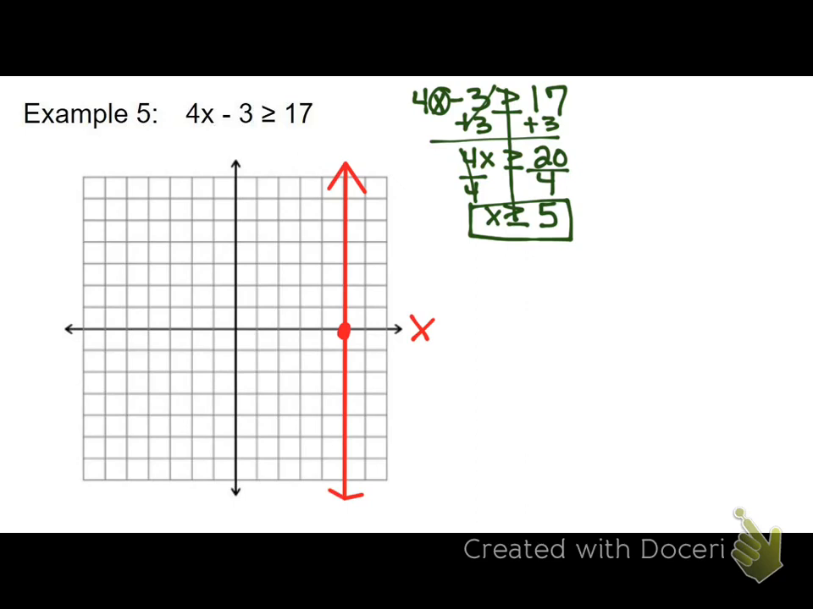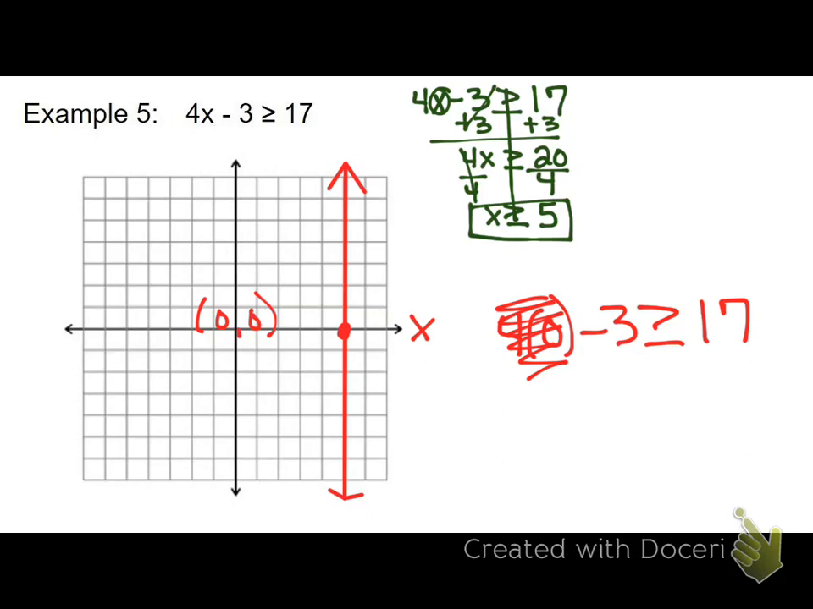Now, I continue following my steps, which say, select a test point in either half plane. What's the test point that we're going to continue to use? 0, 0. So we go back to our original equation and we substitute. So I have 4. What do I substitute for x? 0. Minus 3. Well, 4 times 0 cancels itself out, right? So what we're left with is negative 3 is greater than or equal to 17.